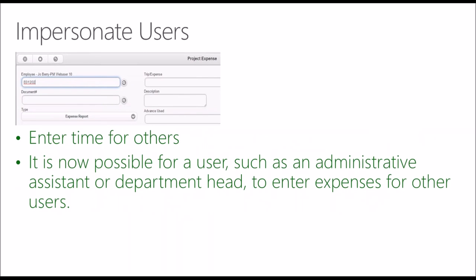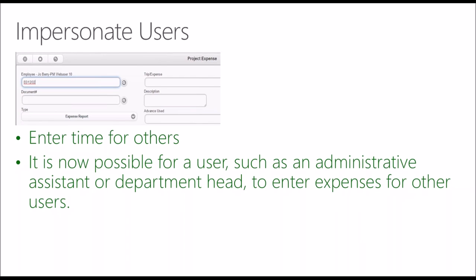The next thing is a really nice one. A good feature that we've added for expenses is the idea of impersonating another user. Doesn't sound too good, but what does that mean? At a very high level, it means that if you are potentially a department head or an administrative assistant whose job is to put in expenses for other people, let's say your boss in this case, you now have the capability to do that remotely.